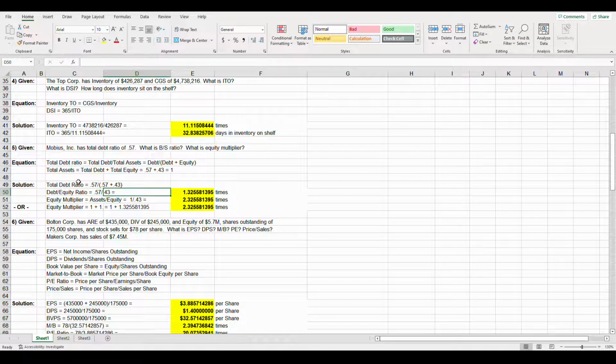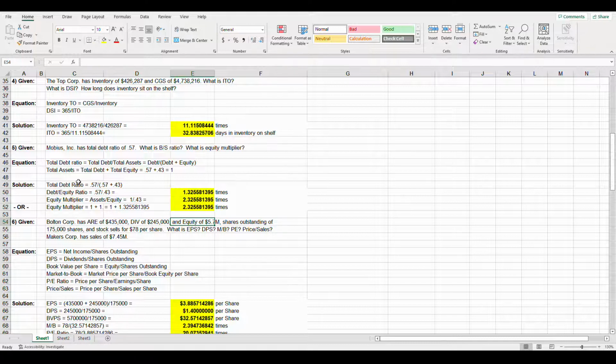And then my debt to equity ratio is just 0.57 over 0.43, 0.57 of debt, 0.43 of equity, and I get approximately 1.33 times for debt to equity ratio. And then equity multiplier is just assets over equity. So I could call assets 1 and equity 0.43, and I get 2.33 times. But it's also equal to the equity multiplier more easily recognized as 1 plus debt to equity. And so I take 1 plus that debt to equity ratio, 1 plus 1.32 equals 2.32. It's 2.33 roughly times for my equity multiplier.